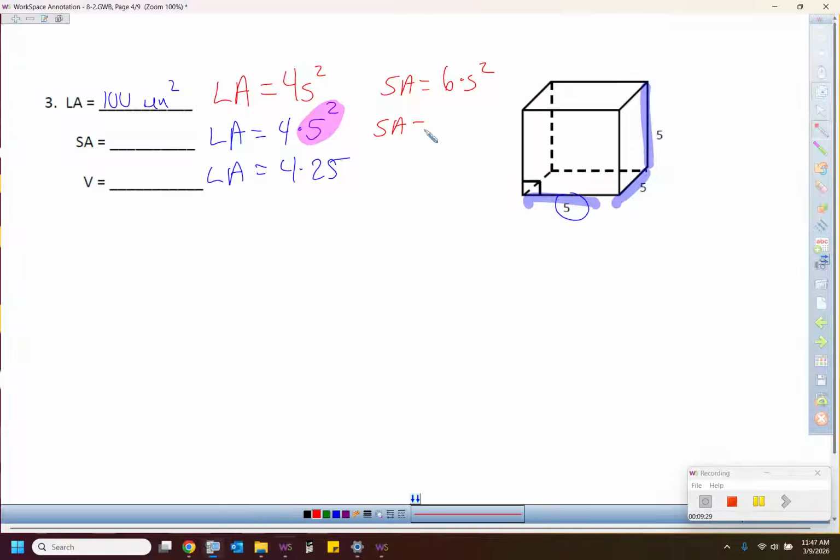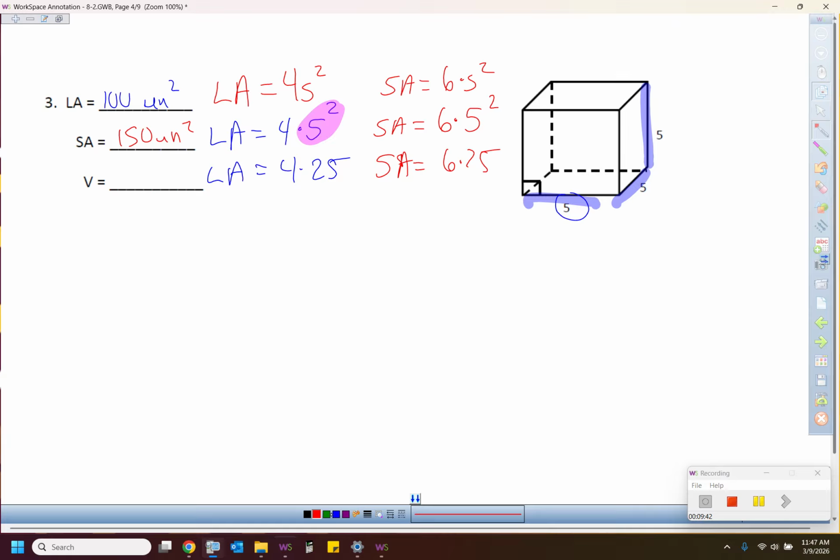So if you want to use the shortcuts, you can. If you want to use the long formula, it's all great. So surface area will equal 6 times 25. And we punch that in and get 150 units squared.